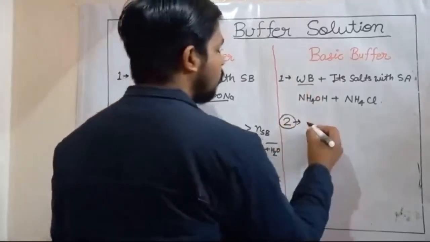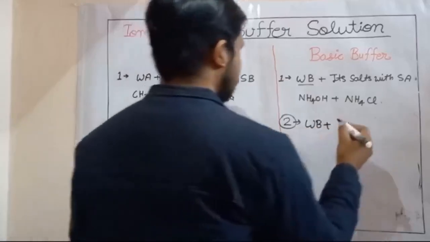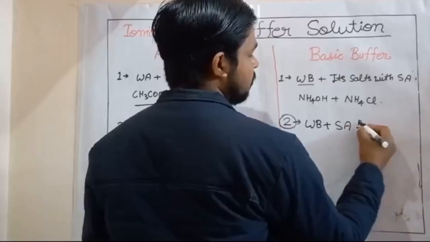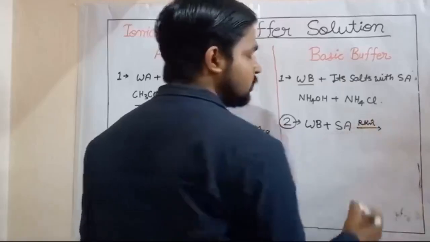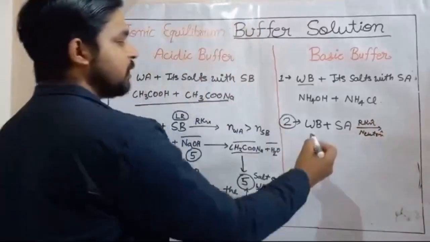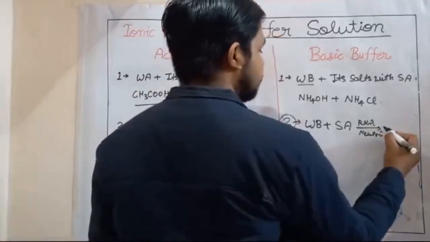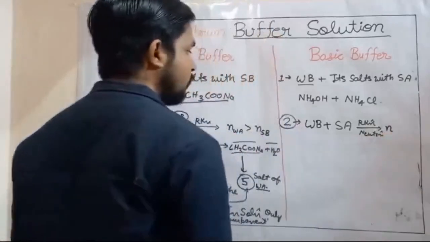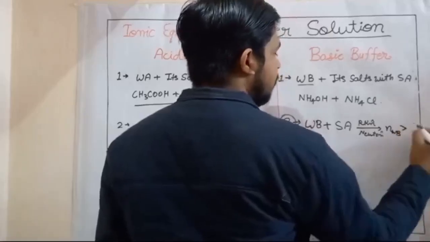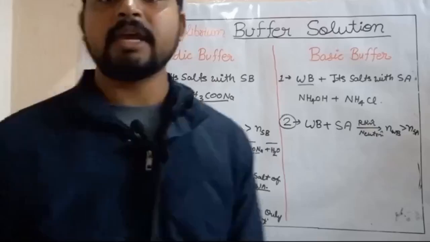Okay, a basic buffer is formed by the weak base plus strong acid. Here is also the condition after the reaction. Neutralization reaction takes place here. If acid and base are present, then a neutralization reaction takes place. Here also there is a condition: the moles of the weak base must be greater than the moles of strong acid. Then only the formation of buffer takes place, student.